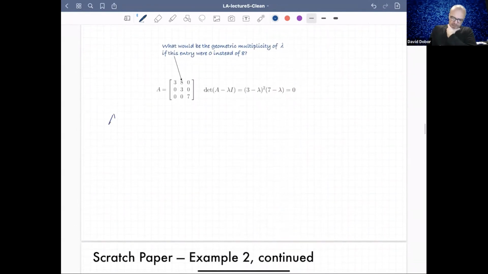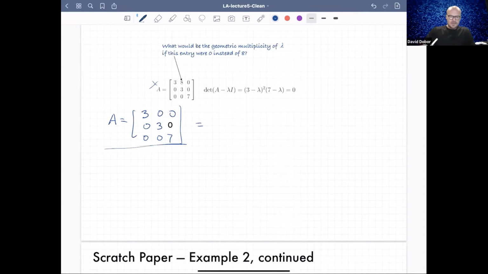So now A is 3, 0, 0, 0, 3, 7, 0, 0, 7. What's the characteristic polynomial of this matrix now? Should I be switching to my Matlab to show you? Or you can just tell me that this one has a characteristic polynomial indistinguishable from the first example. It has exactly the same characteristic polynomial. Not the other matrix, but this matrix, A. So what are the eigenvalues now?